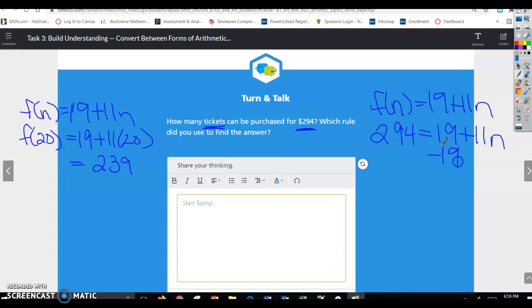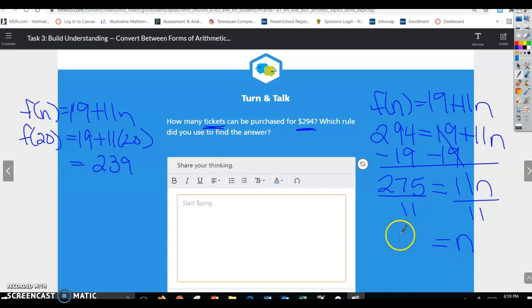So if I subtract 19, I get 275 equals 11n, and divide both sides by 11. So n equals 25. So when n equals 25, or when I sell 25 tickets, that's going to cost $294.